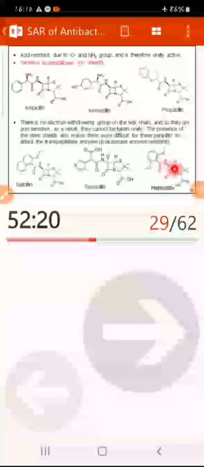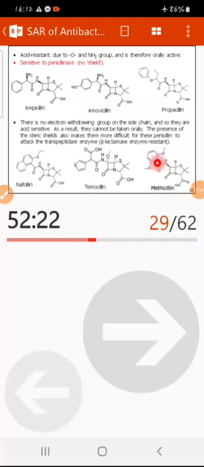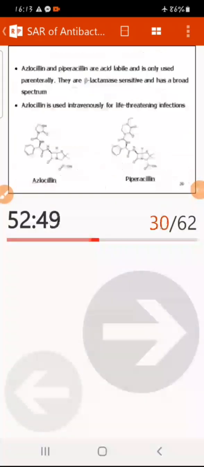Methicillin. This is the alpha carbon. The alpha carbon is part of the ring. Therefore, it is beta-lactamase stable. There is no electron withdrawing group directly connected to the alpha carbon. Therefore, it is labile to acid hydrolysis. Therefore, it is not given orally, acid sensitive. There is no hydrophilic group directly connected on the alpha carbon. Therefore, it is not broad.